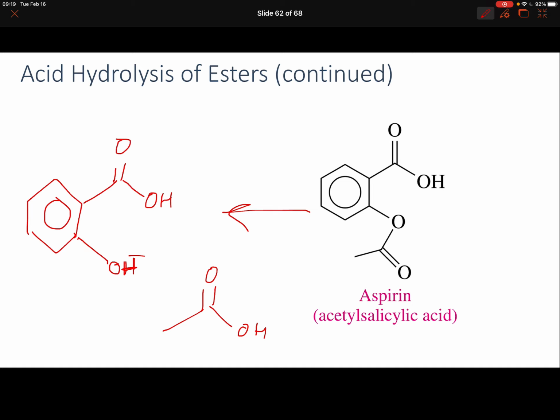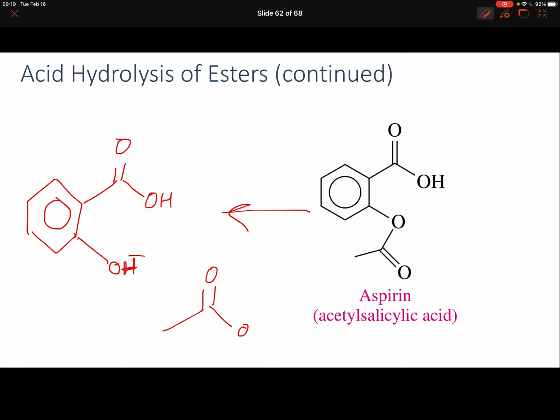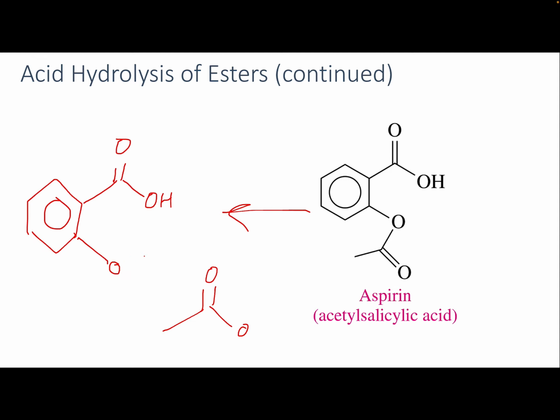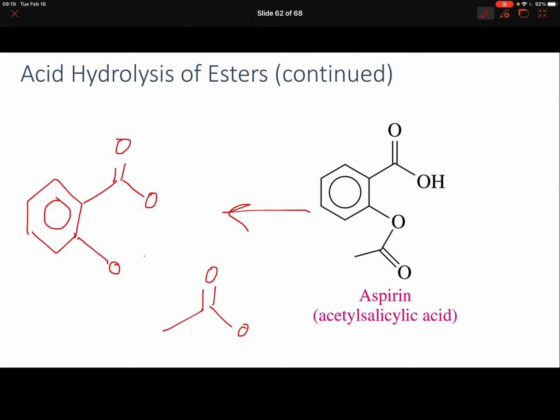Okay, but in base, the H's would come off. And you're saying, well, why are you taking off the H from the phenol? Well, don't forget, in base, phenol is acidic. So phenol actually has a negative charge. This would have a negative charge, and this would have a negative charge. In base, we've got our alcohol back, and we got our acid back, or our carboxylate.